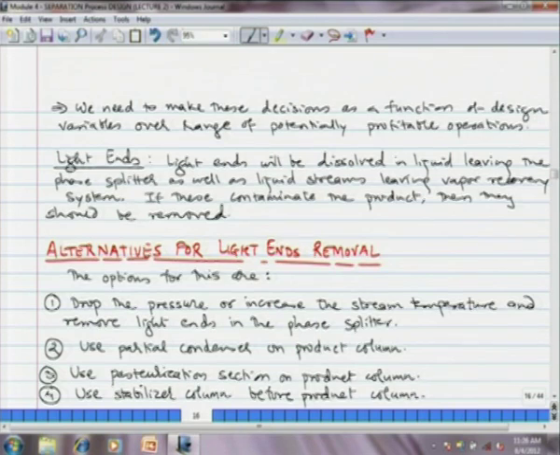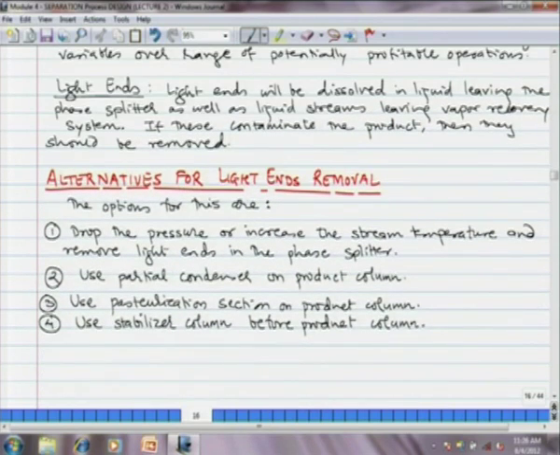Now, what are the alternatives to distillation for removal of light ends? First option is obvious: drop the pressure in the flash drum itself or increase the stream temperature and remove the light ends in the phase splitter. The light ends are essentially gases, as I told you, and their solubility decreases with temperature. So, if you increase the temperature or reduce the pressure, this desorption occurs, and then you can remove the light ends.